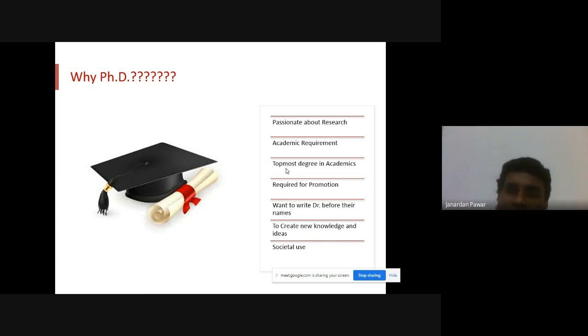Then, the topmost degree in academics. Most of the people are not in corporate, they are not in academics, but they have a strong desire to get this degree, because as I told you, it is the topmost degree in academics. Once you complete this doctorate, people will start calling you doctor. You are not a medical doctor, you are not in medicine, but still people call you doctor. And when somebody calls you a doctor, definitely you feel appreciated. You get that sort of respect from others.